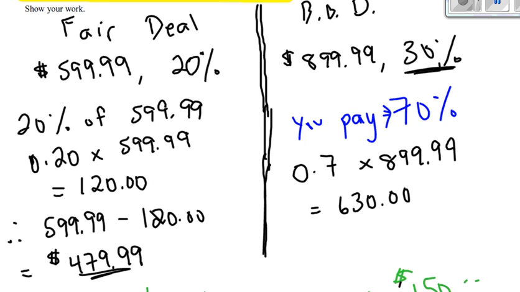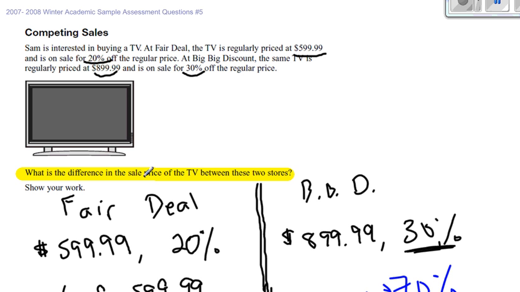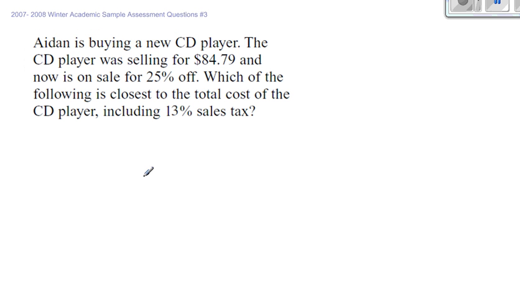Okay, so that's hopefully a straightforward example of how to calculate and deal with a percentage discount. Now, obviously what we haven't talked about yet is tax. So here's a question where we're going to look at both discount and tax. It says Aiden is buying a new CD player. The CD player was selling for $84.79 and now is on sale for 25% off. Which of the following is closest to the total cost of the CD player, including 13%?